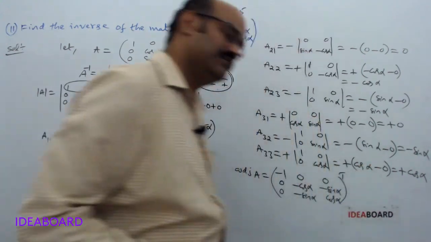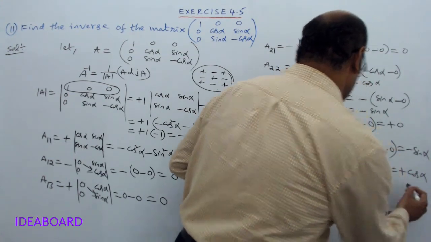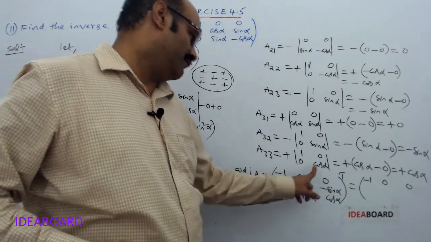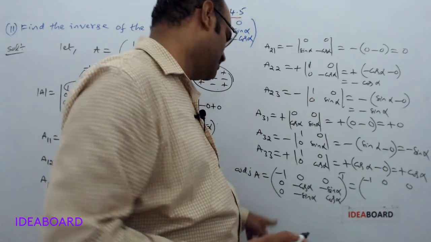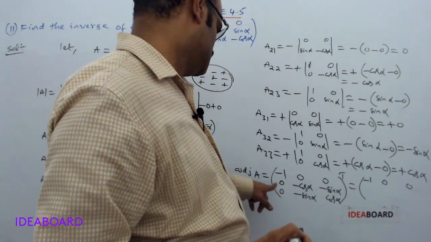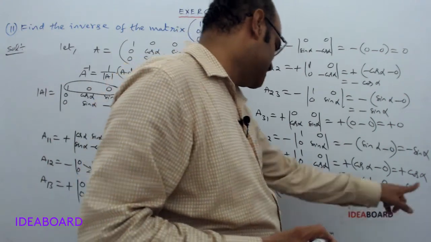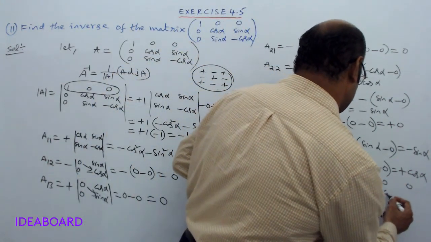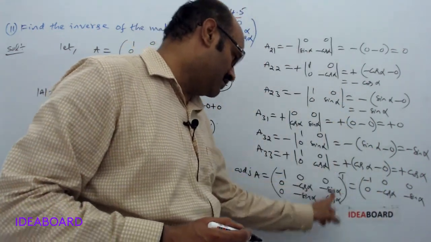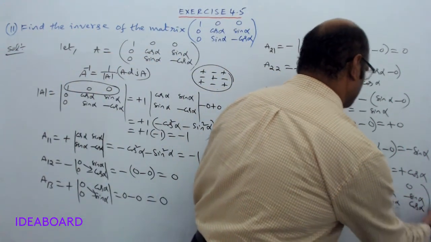Transpose of this we have to write. It implies we have minus 1, 0, 0. First row becomes first column. Second row becomes second column. 0. First column becomes first row. Second column becomes second row. 0, minus cos alpha, minus sin alpha. Next, third column becomes third row. 0, minus sin alpha, cos alpha.